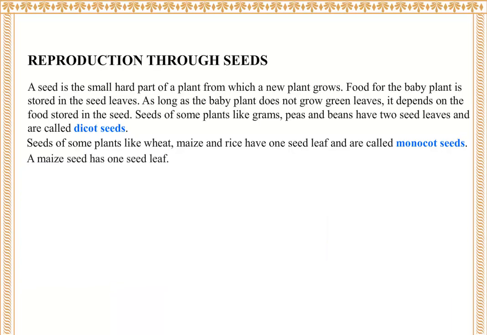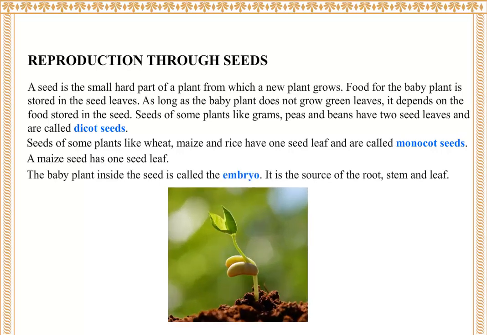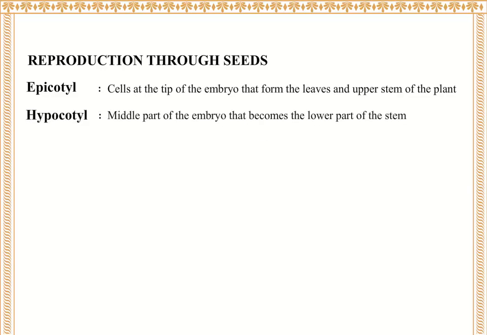A maize seed has 1 seed leaf. A baby plant inside the seed is called the embryo. It is the source of the root, stem, and leaf. Apicotyl: cells at the tip of the embryo that form the leaves and upper stem of the plant. Hypocotyl: middle part of the embryo that becomes the lower part of the stem.